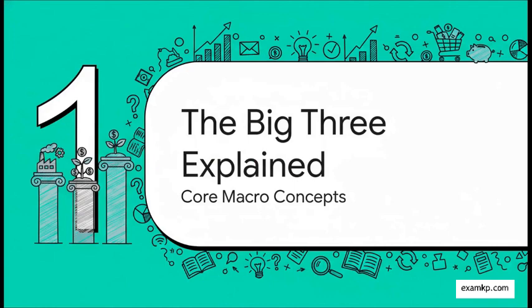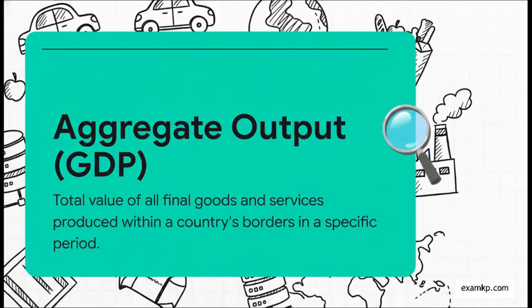So let's kick things off with aggregate output, but you'll almost always see it called GDP. That's gross domestic product. The simplest way to think about it is this: GDP is everything a country produces. All the cars, all the food, all the software, everything made inside that country's borders. It's a really powerful number, but just remember, it's not a perfect measure of how well people are doing. It doesn't really tell us about things like inequality or pollution.